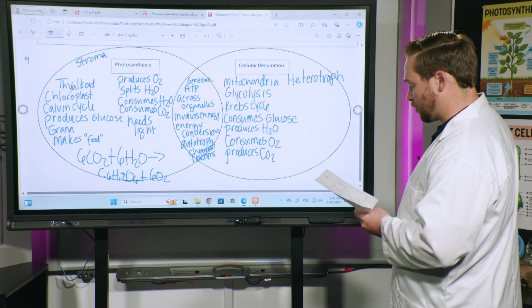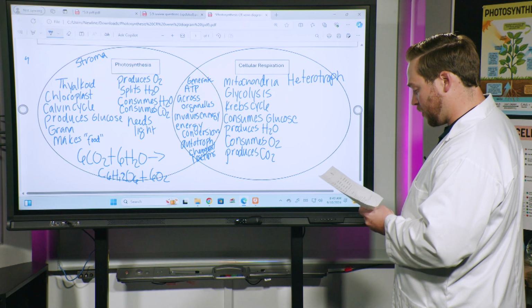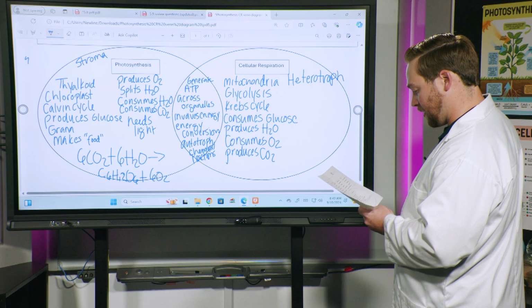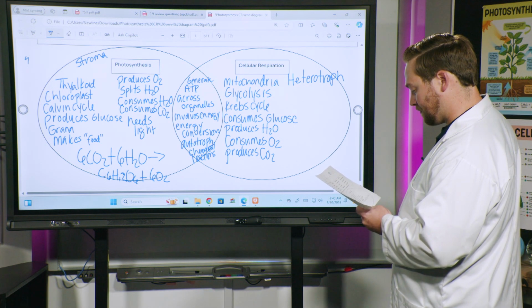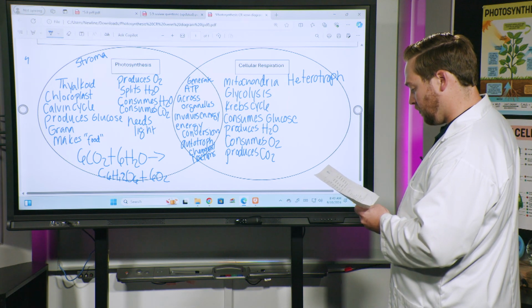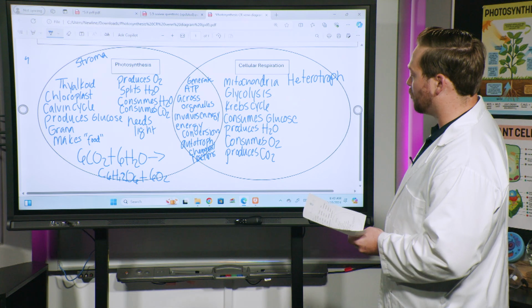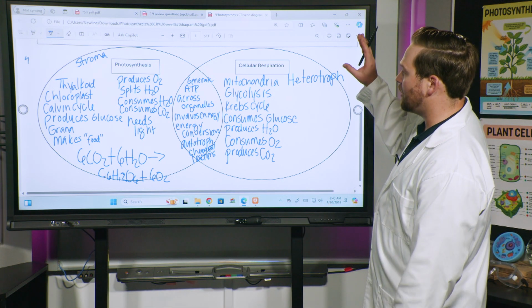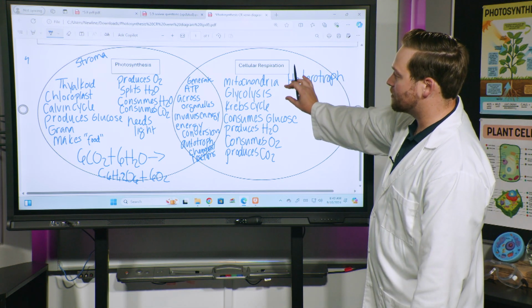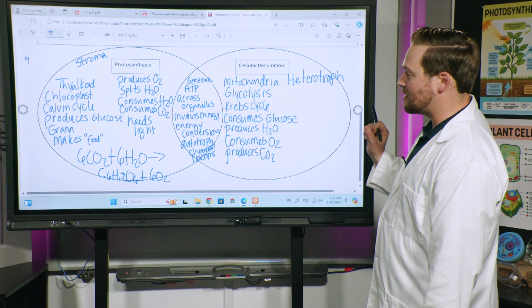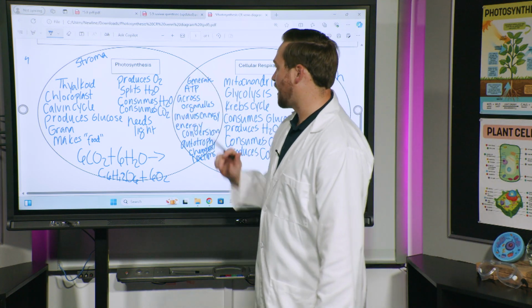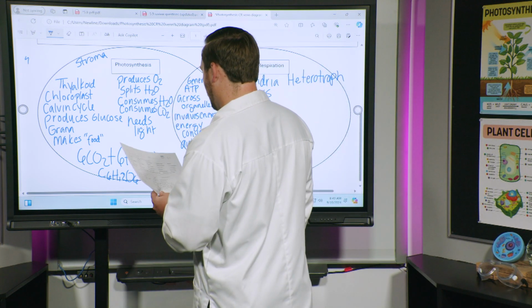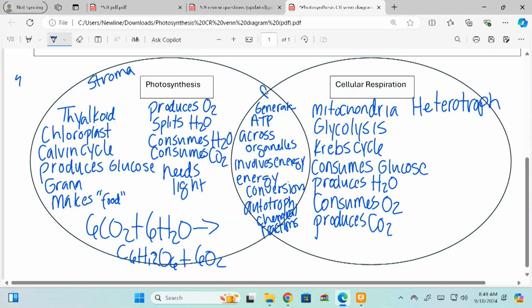Second to last one is requires ATP. Which one of these requires ATP? Okay? What do y'all think? Okay, well, we do need a little bit of ATP to do the glycolysis, and we also need a little bit of ATP to do the Calvin cycle. So I think they both require ATP. Require ATP goes in the middle.